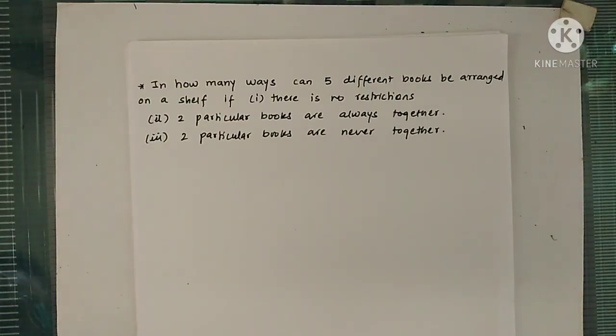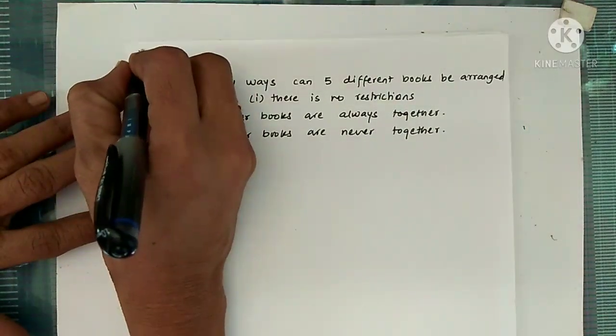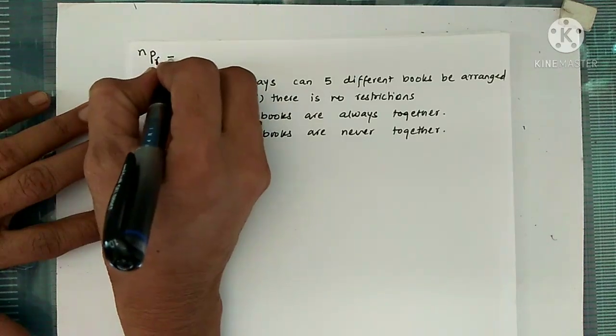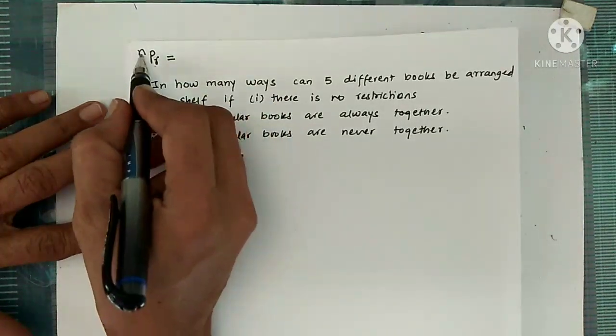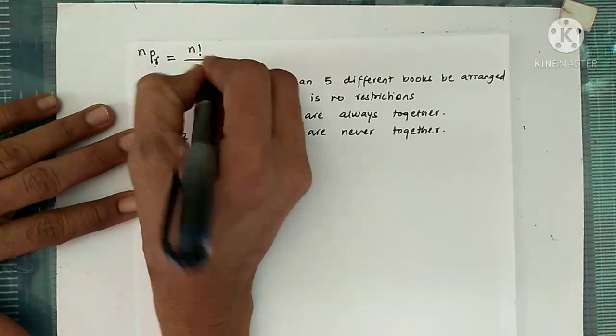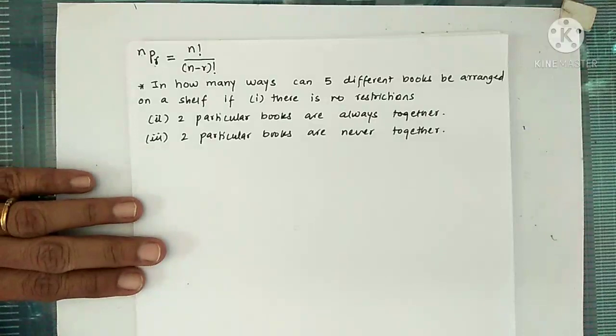Students, in this video we are going to see permutations of given objects taken all at a time. So let's see what the formula for nPr is. nPr is the number of ways of arranging r objects out of n objects, and the formula for it is n factorial divided by (n minus r) factorial.